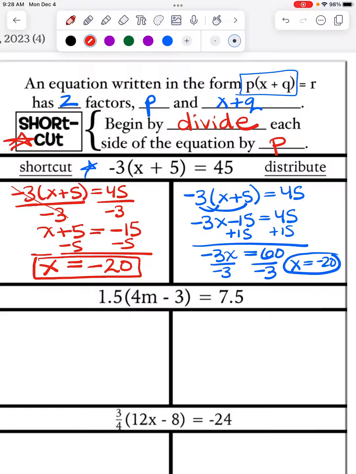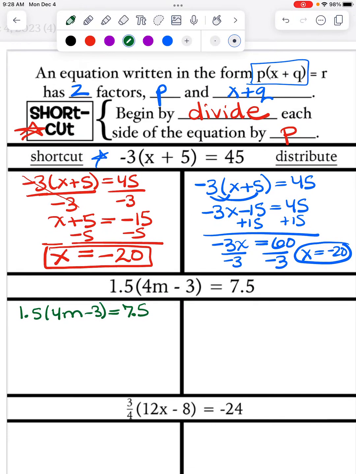All right, so the next equation is 1.5 times the quantity 4m minus 3 equals 7.5. One tip I have for you is you would use the shortcut if the number in front of the parentheses is a factor of the constant on the right side of the equation, which means it goes into it evenly. So if I divide both sides by the number in front of the parentheses, this cancels out, leaving me with what was in the parentheses. And then 7.5 divided by 1.5 is 5. If 1.5 did not go into 7.5 evenly, you wouldn't use the shortcut. It would just make it messier.